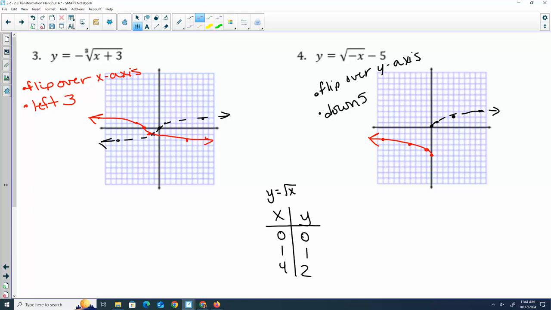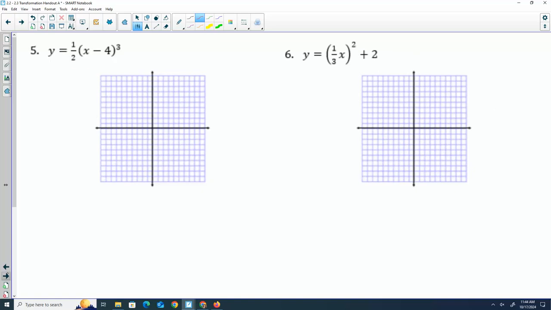So if I look at number 5, what's my parent function? The chair, x cubed. 0 cubed is 0. 1 cubed is 1. 2 cubed is 8. Negative 1, negative 1. Negative 2, negative 8.